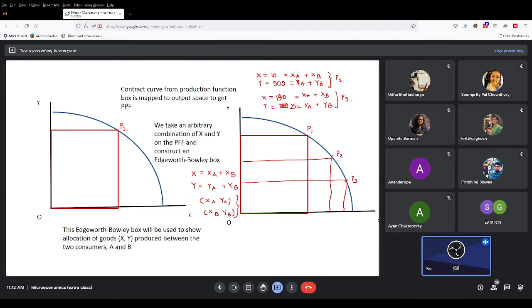Right. That is why we can't use the same Edgeworth-Bowley box. The total amount of X and the amount of Y that has to be distributed is different. In case of production, the advantage was that you had L bar and K bar. You simply have to distribute this. In case of consumption, your X and Y combination can change. The maximum amount of X and Y varies along the PPF. So you have different points, you have different Edgeworth-Bowley boxes. Does it answer your question?